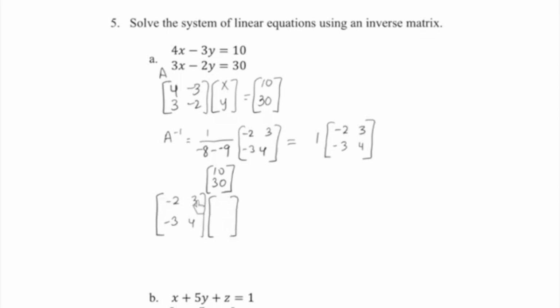So this entry is a combination of that row to that column, so that makes negative 20. This makes 90, so 90 plus negative 20 is 70. Now here we get negative 30 combined with 120, so that's 90. So this matrix, 70 and 90, is equal to that matrix, which means the solution is 70 for x and 90 for y.